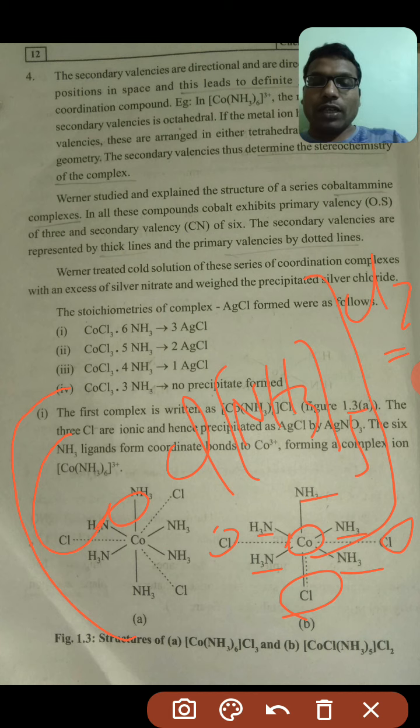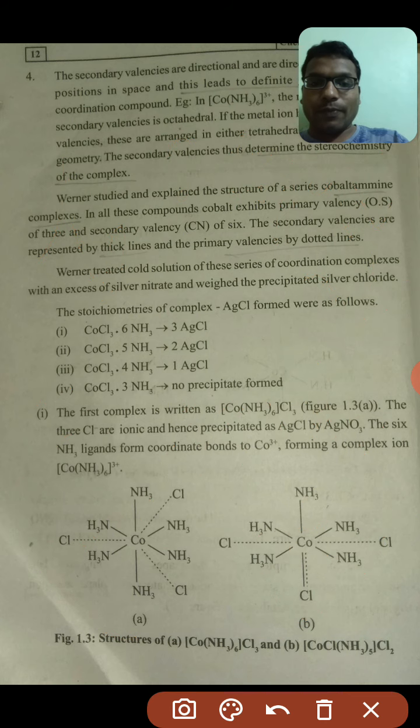So when reacting with AgNO3, silver nitrate, what is there? Cl2 outside. When reacting with AgNO3, it gives rise to 2 moles of AgCl precipitate. So this is the representation of the second one. I think all of you understand. So next we'll go for another one.